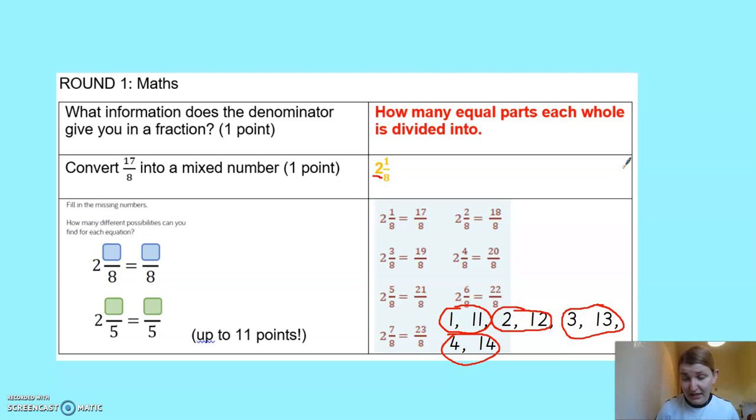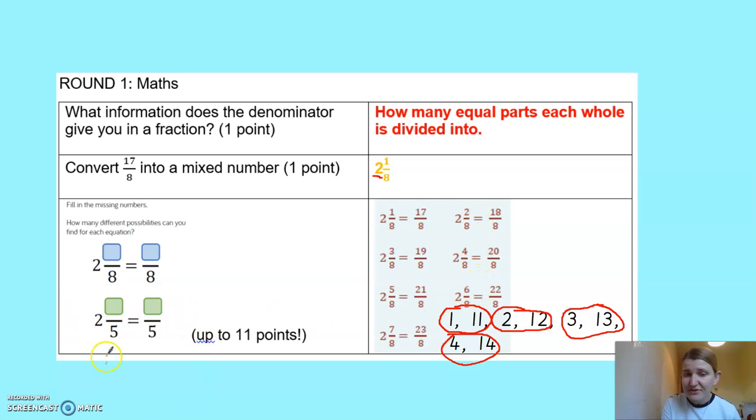Now for this next one, I'm going to leave this up on screen for a little while. There are up to 11 points here. It was a missing number style situation. For this first one, for the 8s, you've got all of the pairs of possibilities here. So if you got 1 and 17 as a pair, that's a point. If you got anything wrong there, say I put 1 and 16, you obviously wouldn't get the point for that. So any of these you've got would be a point each.